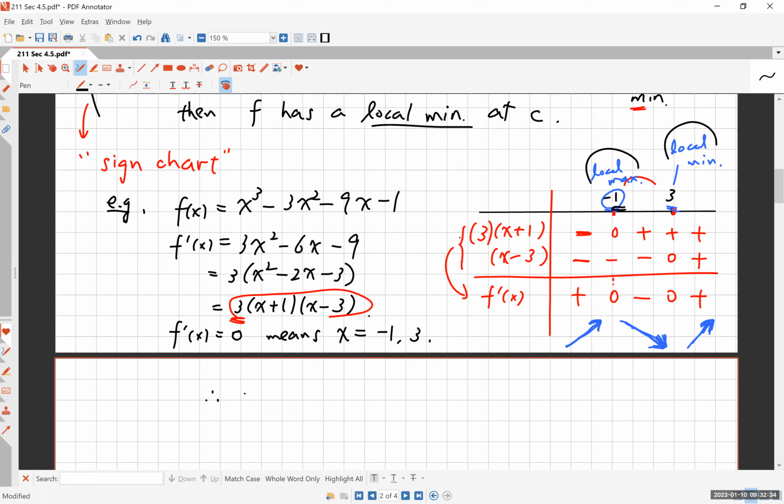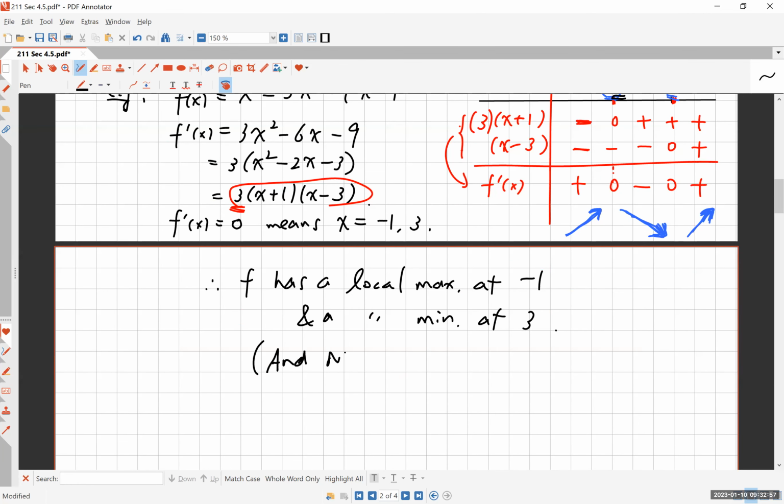All right, so I'm going to conclude here. F has a local maximum at negative 1 and a local minimum at 3. Do you know what else I can say with confidence?